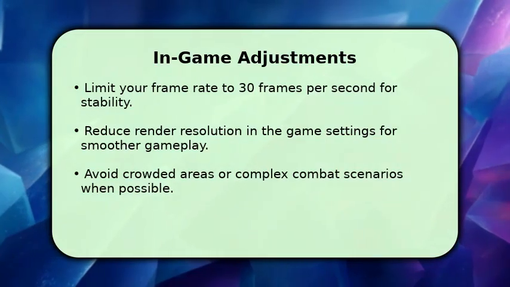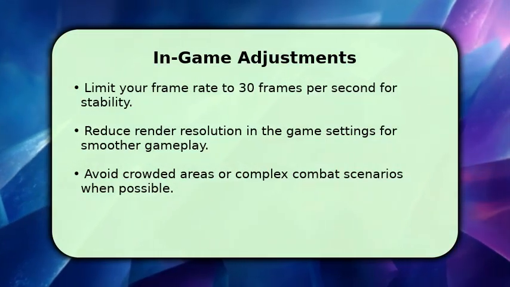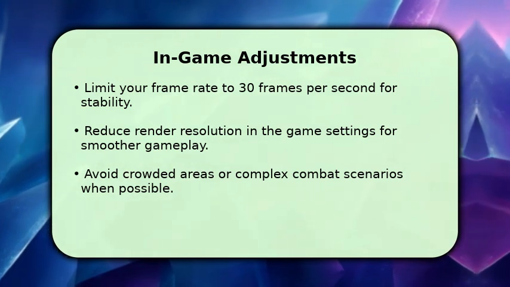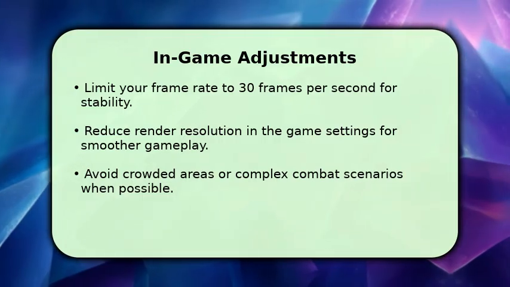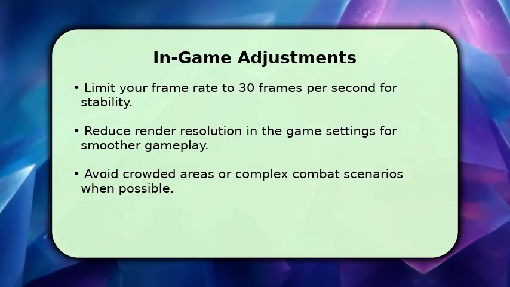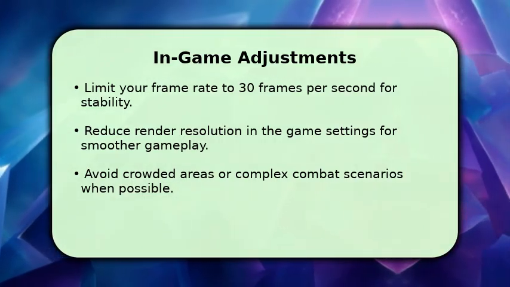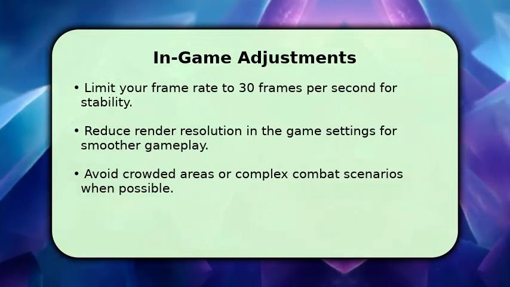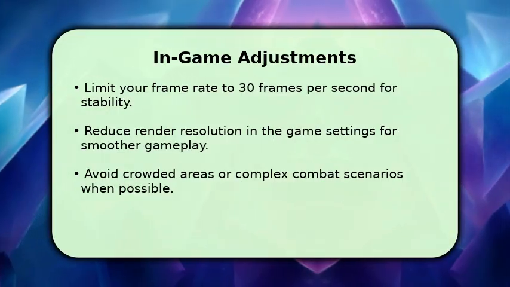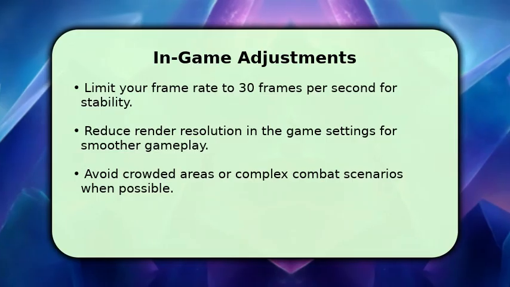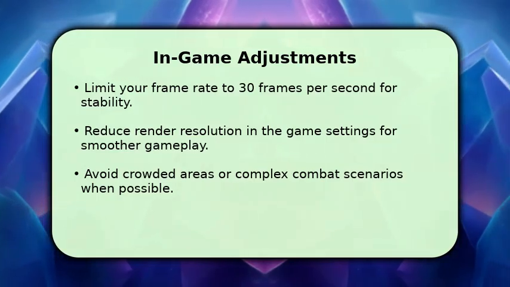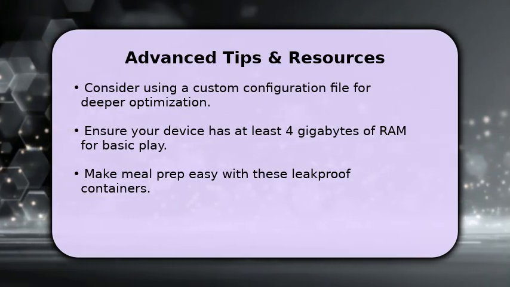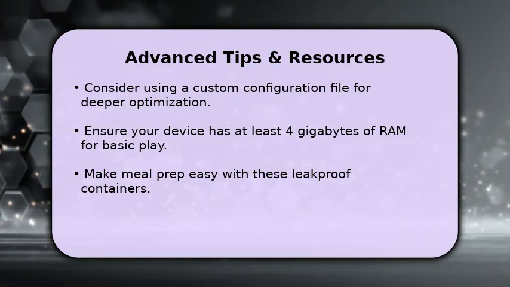Within the game, a few more tweaks can make a difference. Limiting your frame rate to 30 frames per second can provide a more stable and consistent experience, even if it's not the highest. Reducing the render resolution in the game settings can also smooth out gameplay without drastically impacting visuals. Additionally, try to avoid overly crowded areas or intense combat situations if you notice significant lag. Every little adjustment helps. For those seeking even more performance, exploring custom configuration files can unlock deeper optimizations, but proceed with caution.